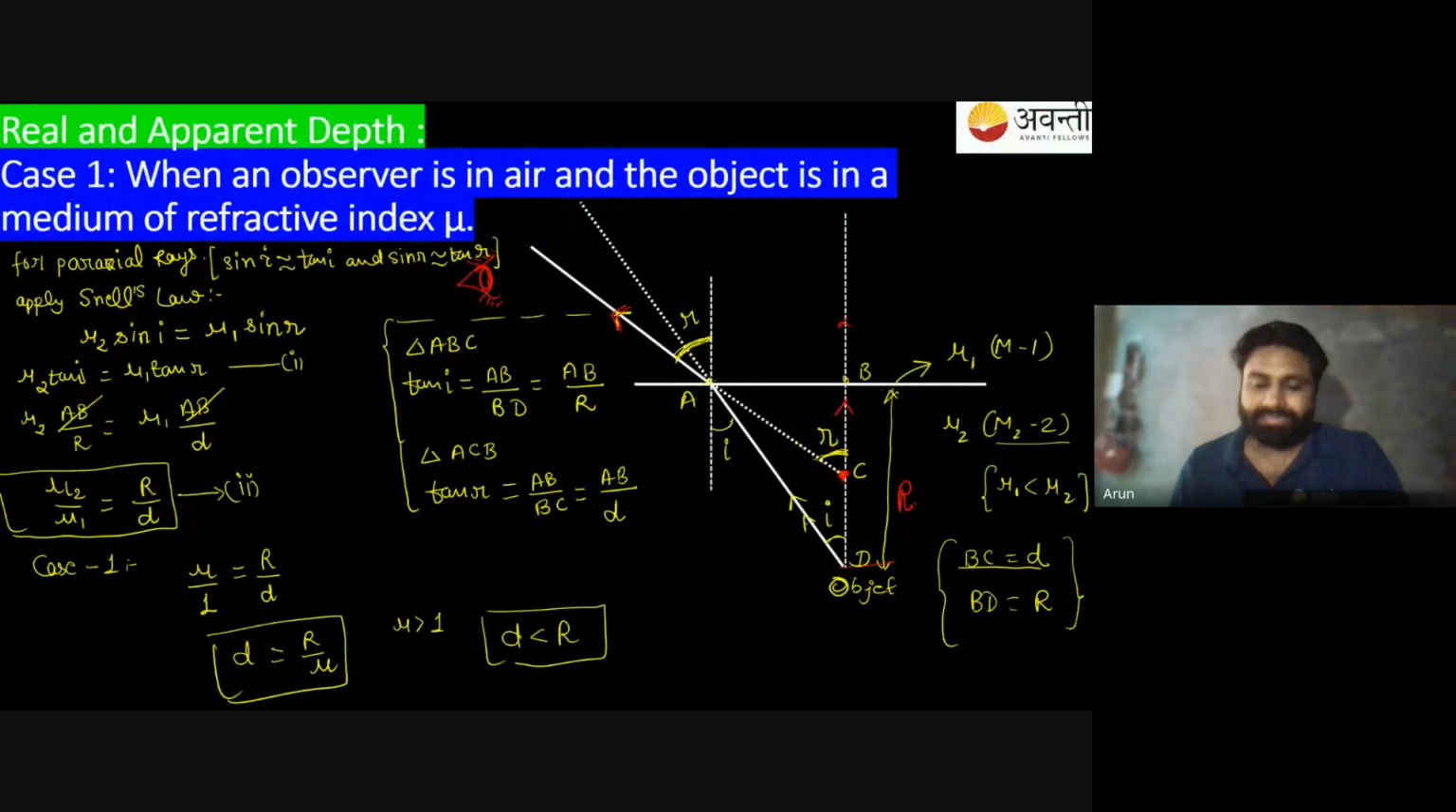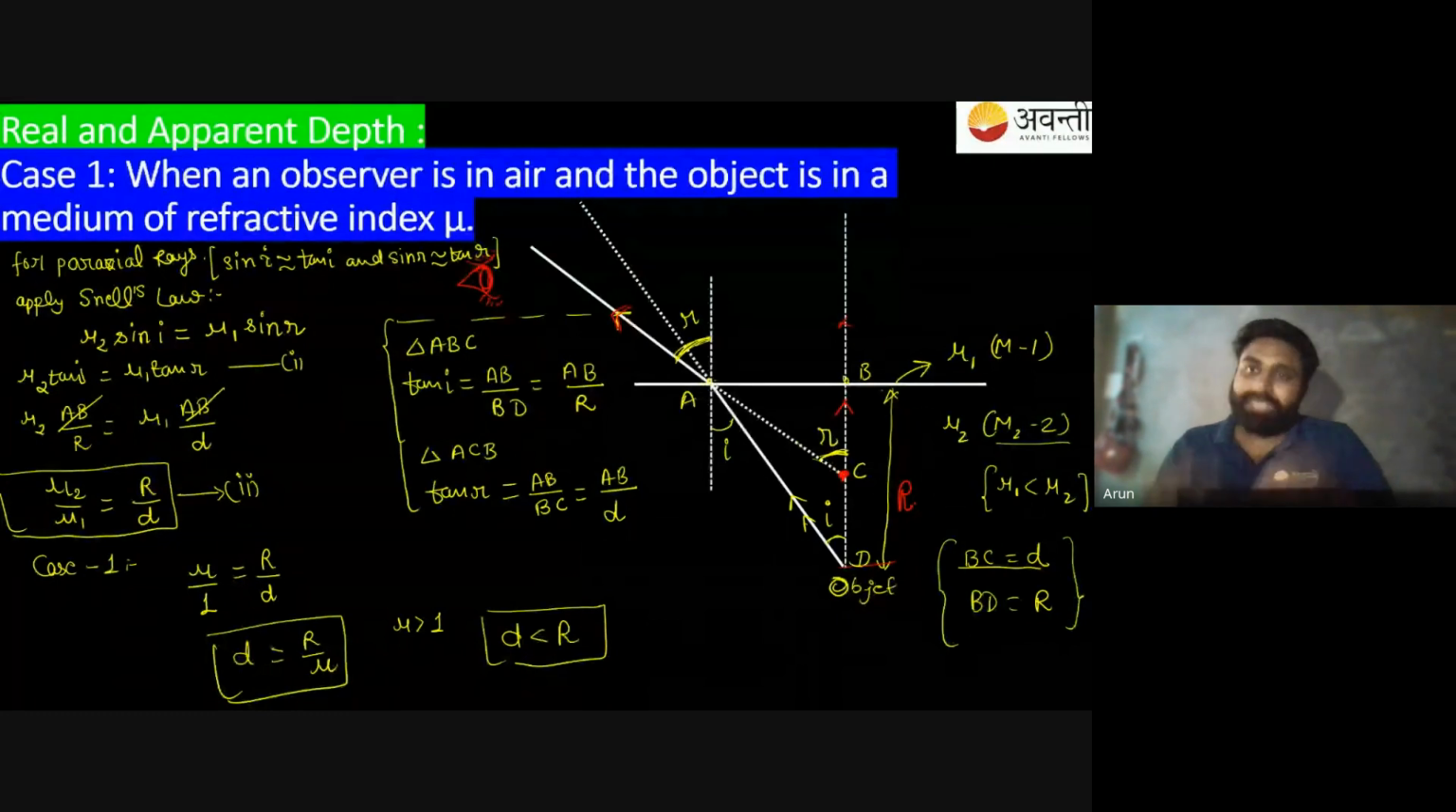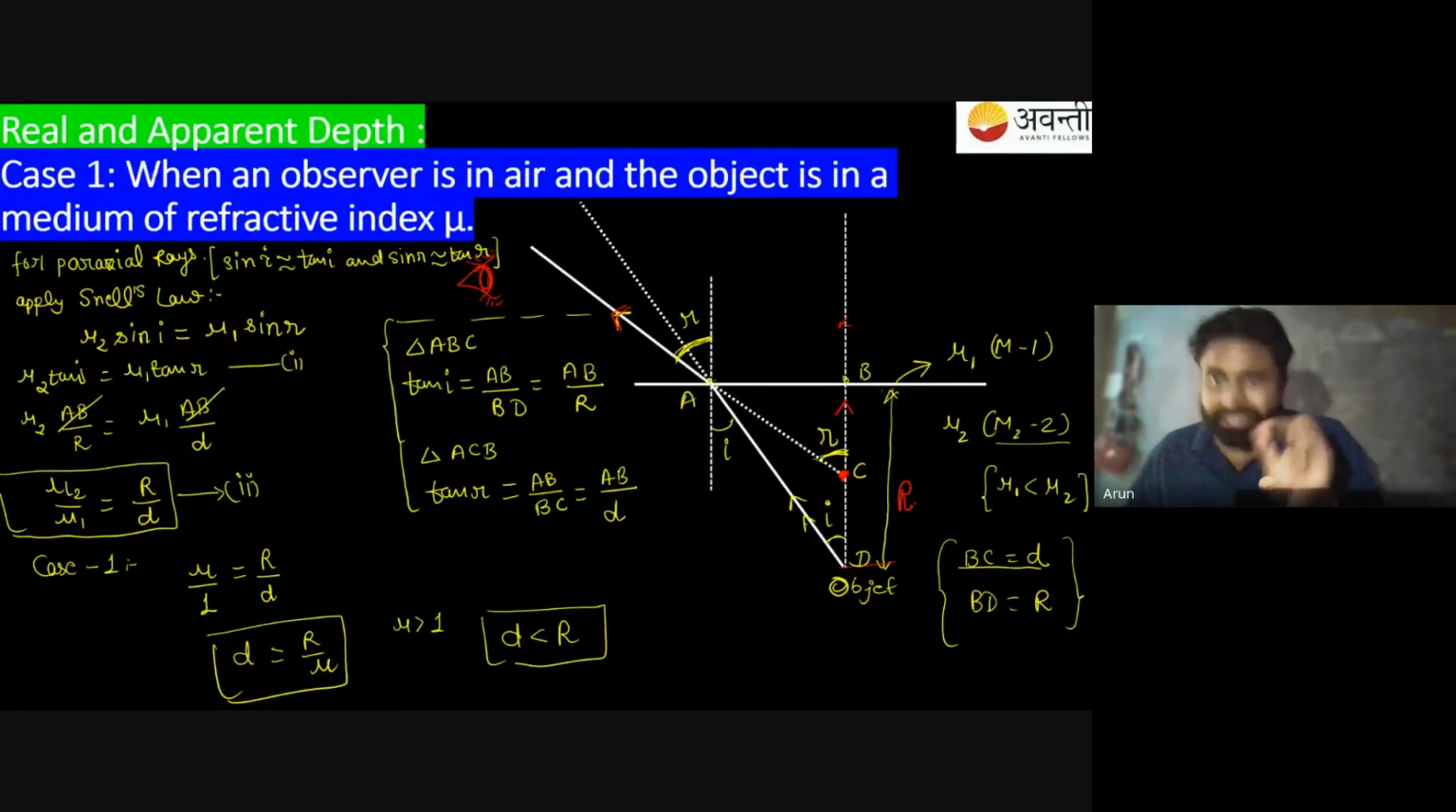Means for this case, apparent depth is less than real depth, and that is the reason when you drop a coin or any substance in a medium, in the liquid, like say water, you have a glass of water, you just put a coin in that, and if you try to observe it, that coin seems to appear at some uplifted position, it will look slightly raised. That is the reason, because the apparent depth of that coin would appear less than the actual one.